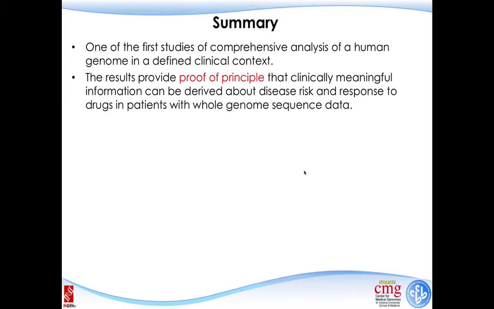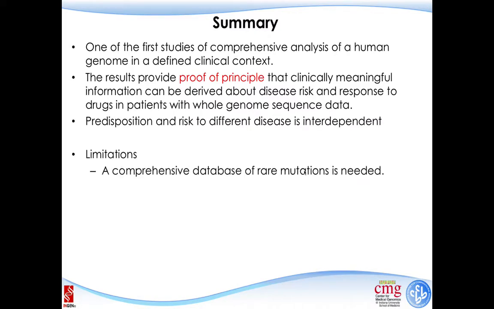I think this is one of the first studies of comprehensive analysis of a human genome in a defined clinical context. A defined clinical context is the key word. And I don't like to see analysis based only on the genomic DNA sequence. I think it's overusing the ability of the sequencing technology and our knowledge. But you can read all this as a proof of concept analysis, and the predisposition and risk to different diseases is interdependent. That is the systems biology part of the story.